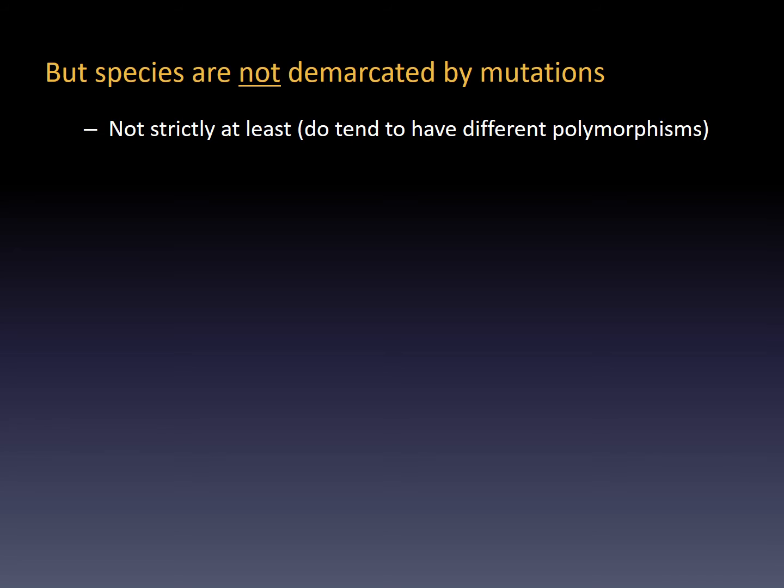So these mutations are accumulating in separate lineages, and eventually that can lead those lineages to become so different that scientists would classify them as different species. But here's where it gets slightly more nuanced. Species are not demarcated by mutations. At least there's no strict number of mutations that separates one species from another, although it is true that species tend to have different sets of polymorphisms.